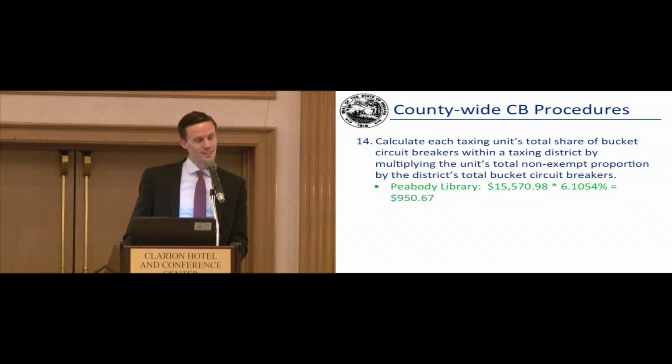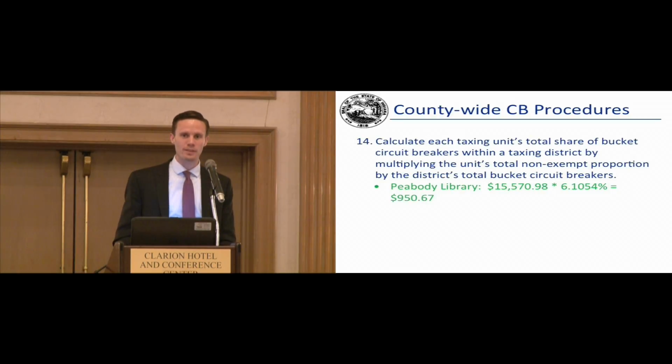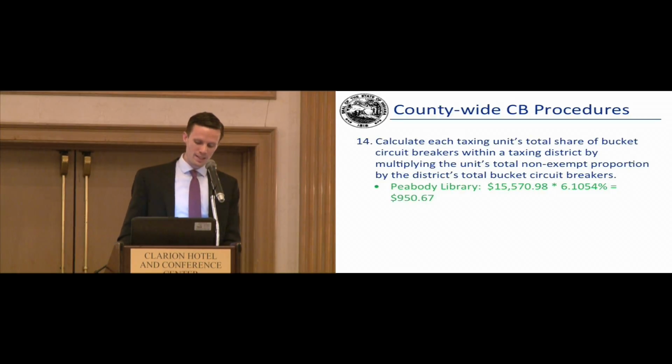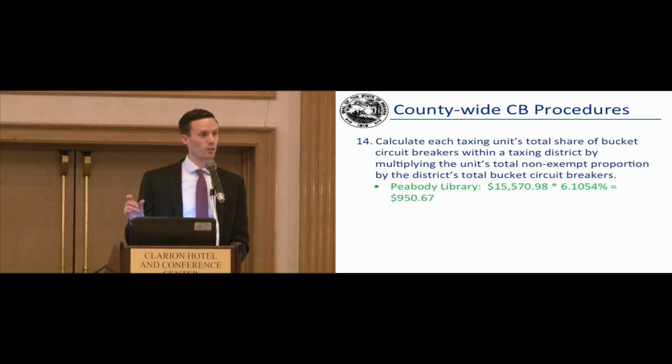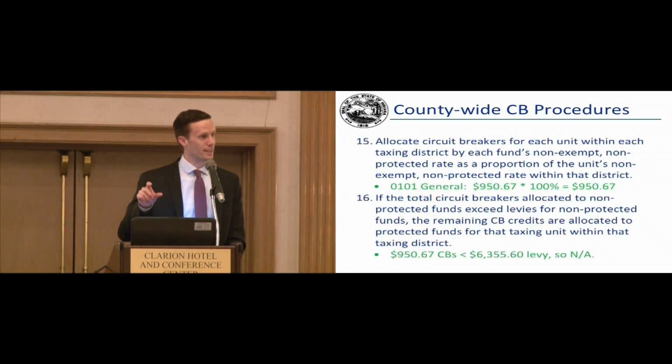So number 16 is one that gets really complicated. It doesn't happen that often, but it does happen. If we exhaust the amount of circuit breaker credits that can be allocated to non-protected funds for a particular taxing unit within a taxing district, we then have to spread those amounts to the protected funds.